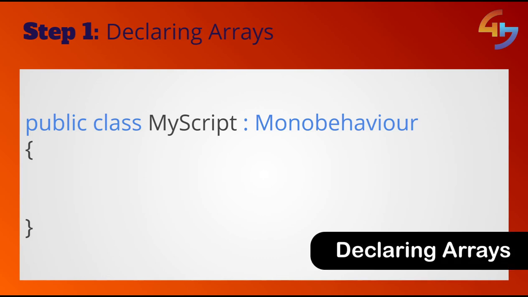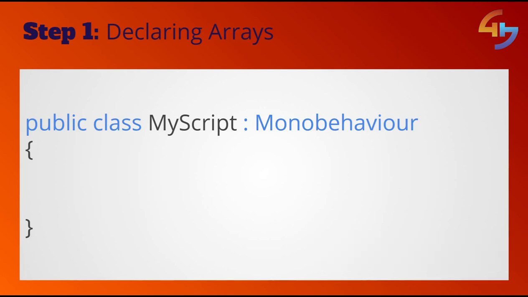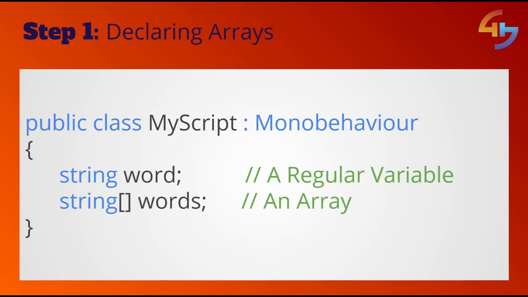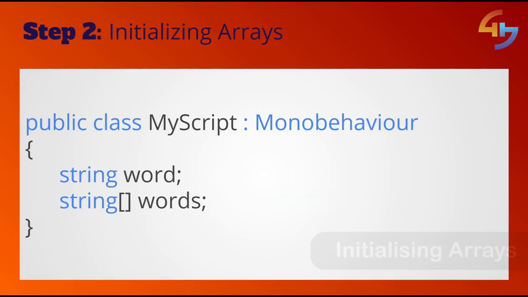Okay, so let's say that we have a script called MyScript, and inside that script, we want to create an array of the string data type. Well, normally to create a regular string variable, we would declare it by writing the data type of the variable we would like to use, and then give it a name, such as word. Well, to declare an array, you simply do the exact same thing, but you also add 2 squared brackets at the end of the data type. These 2 brackets are almost like the symbols that represent arrays. So if you ever see a variable with them next to its data type, you'll know that that variable is also an array. Step 2 is to initialize the array.